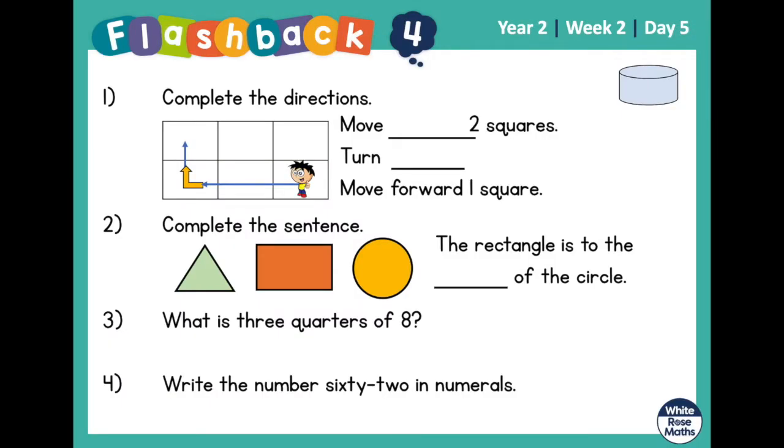Ready to check then? Okay, question 1. Complete the directions. It was move forward 2 squares, turn right, and then move forward 1 square. Second question, complete the sentence. The rectangle is to the left of the circle. Question 3, what is 3/4 of 8? And the answer is 6. If you know that 1/4 of 8 is 2, then 3/4 is 6, because 2 times 3 is 6.